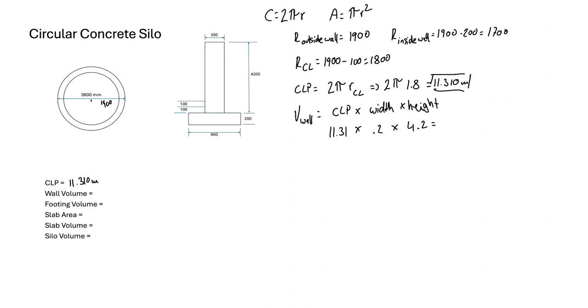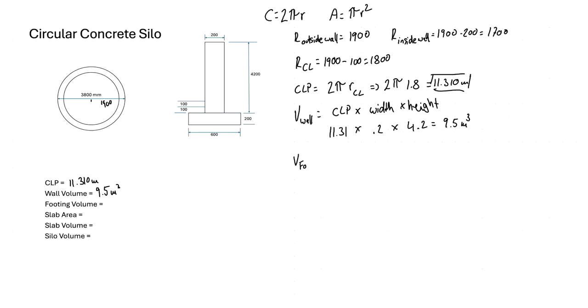And punching that into the calculator, 11.31 times 0.2 times 4.2 comes out with 9.5 meters cubed, right? Because we're finding a volume, we're doing meters times meters times meters. So 9.5 cubic meters of volume and of concrete, of course. Excellent. So now we move on to the volume of the footing.